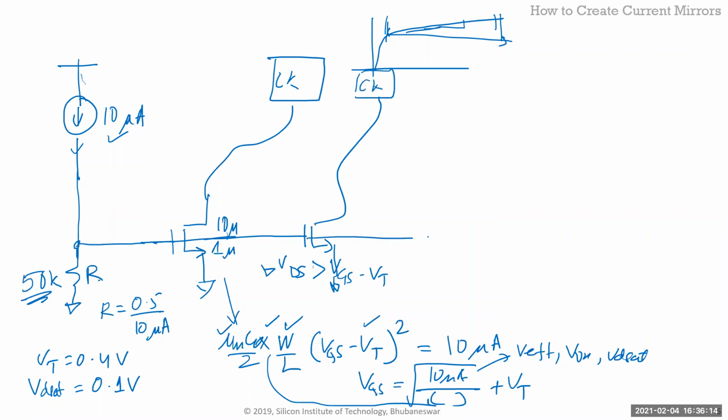Circuit 3. As long as this circuit makes sure that this voltage is greater than VGS minus VT. For example, here we took 100 millivolts. So as long as this is greater than 100 millivolts, these guys will get a nice 10 microamp current, or a pretty good 10 microamp current, right?